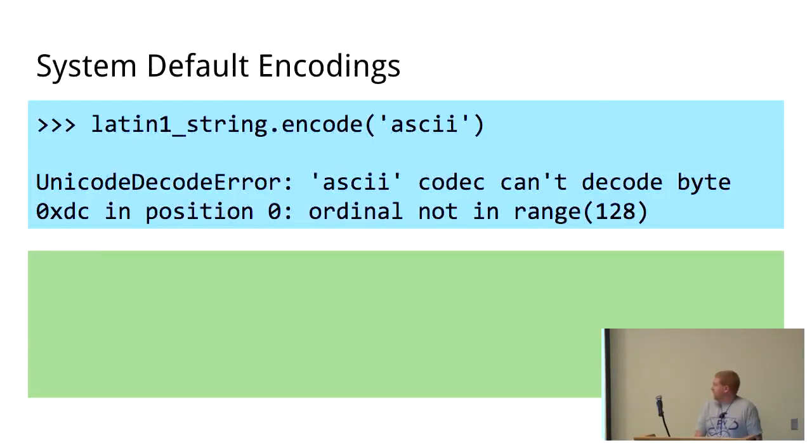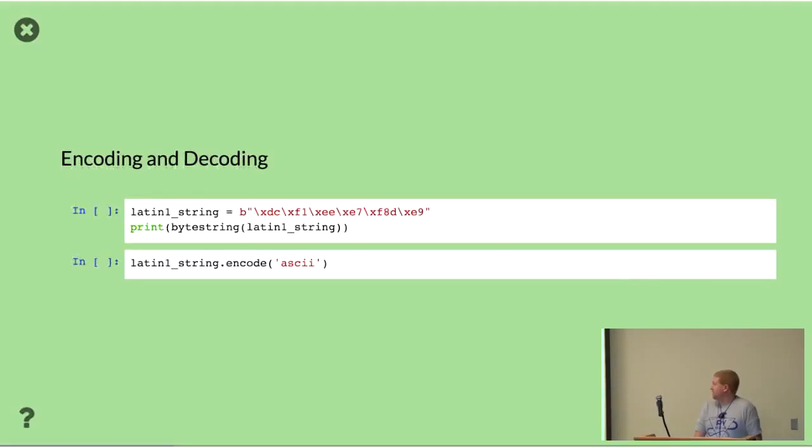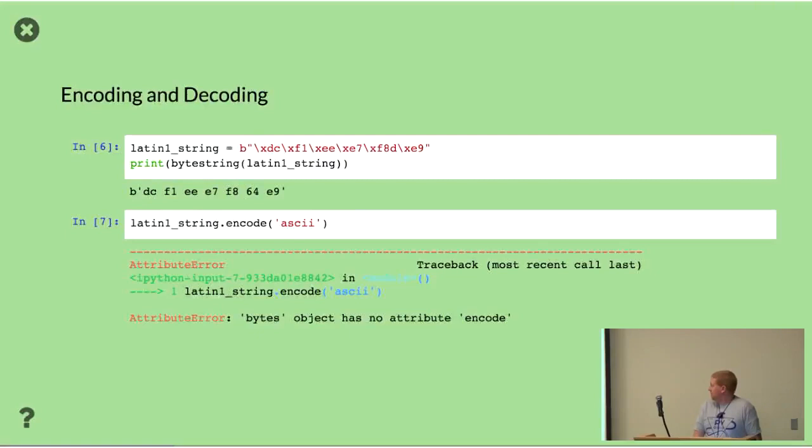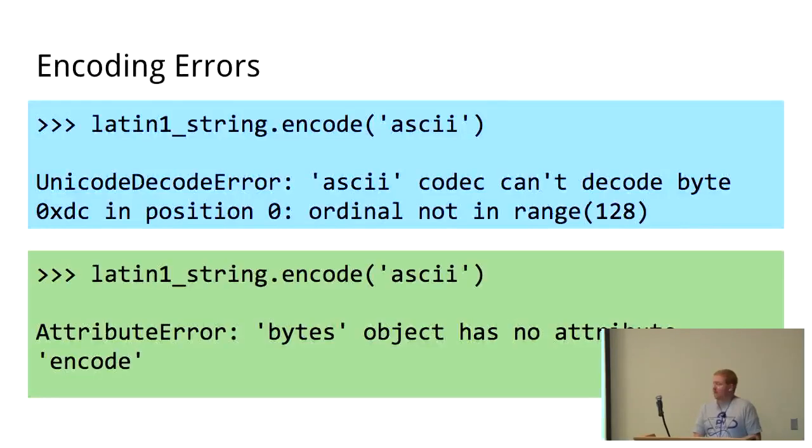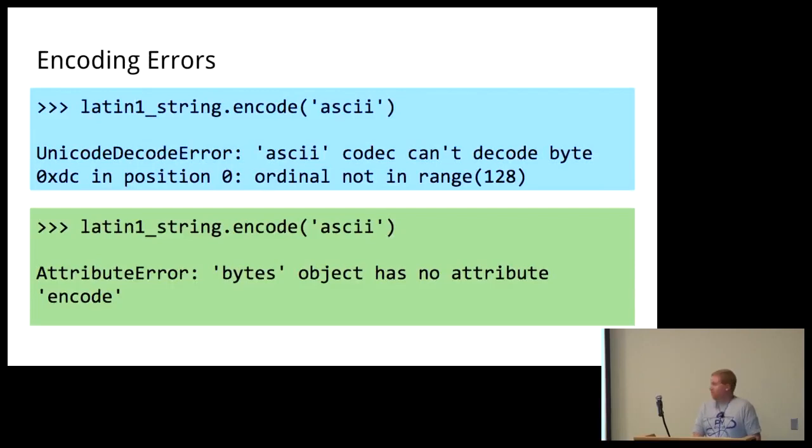So here again is the command we ran and the error we got. Python 3 doesn't actually make this any better. It still can't do it, but it does give you a better error message. If you try to call encode on a byte string in Python 3, you get an error saying there's no method called encode on bytes. Python 2 will subtly try to help you out, and in the process create lots of confusion.